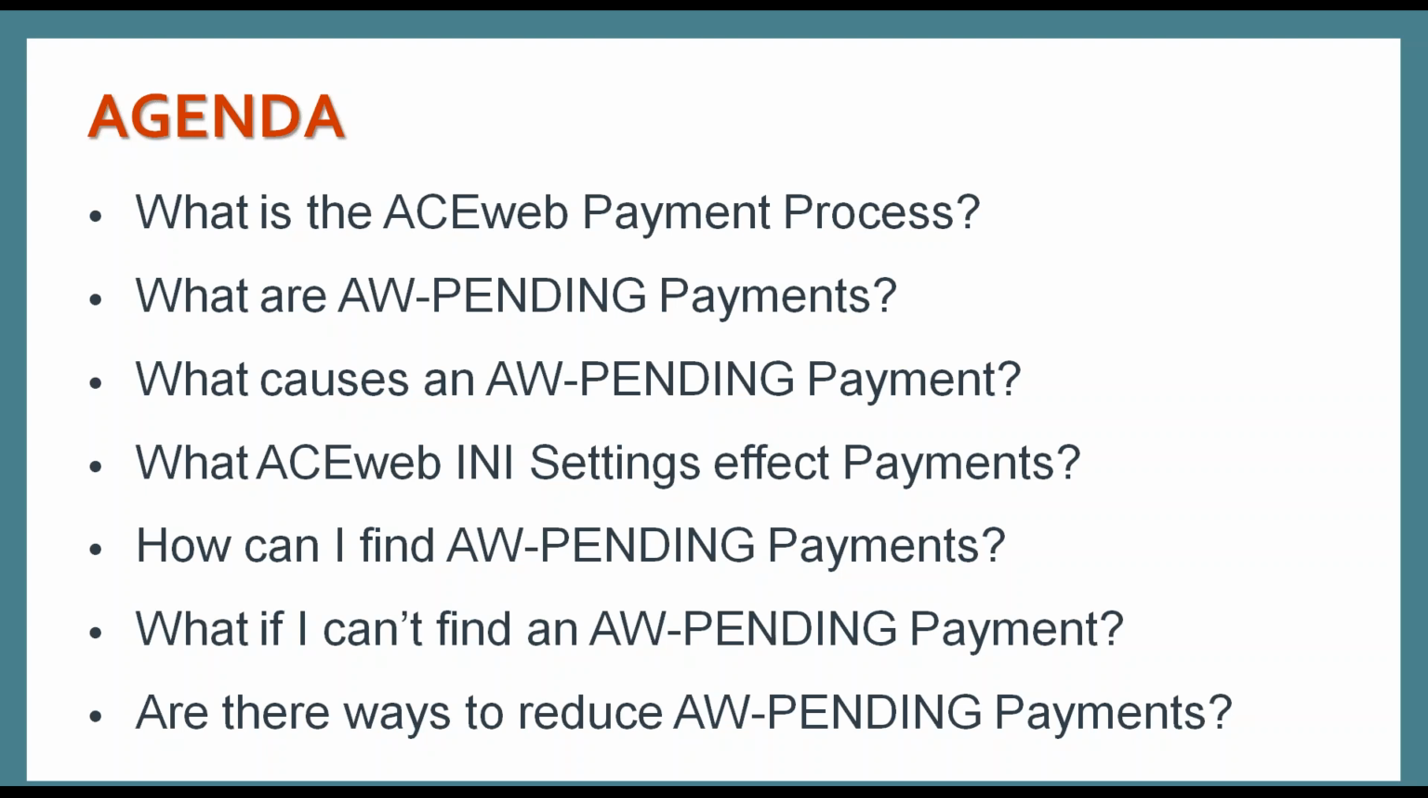And we're going to show you what to do if you're having trouble locating a payment, or if there's one that you're looking up and is in the payment gateway logs, but you can't find it in your system. We're going to show you how you can do that. And then we're also finally going to tell you ways that you can hopefully reduce the amount of AW pending payments that you get.